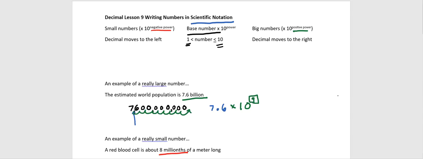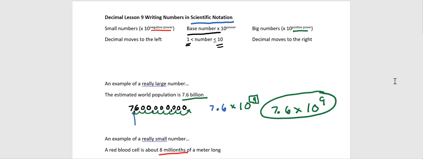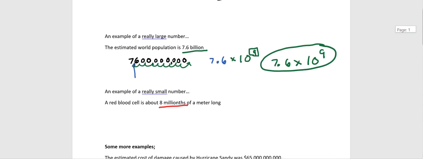So if I put a 9 in there, that tells me that our original number, 7.6 billion, written in standard notation, would be converted to scientific notation as 7.6 times 10 to the ninth. I don't know why my cursor makes things disappear, but it does. So that is our final number in scientific notation. So that was taking a really big number.